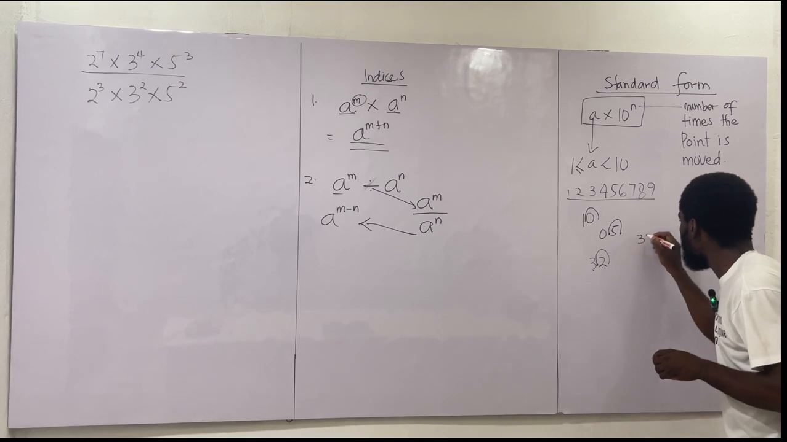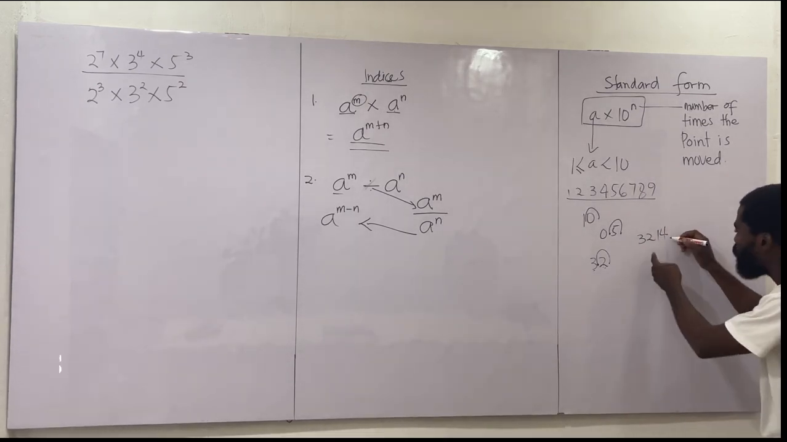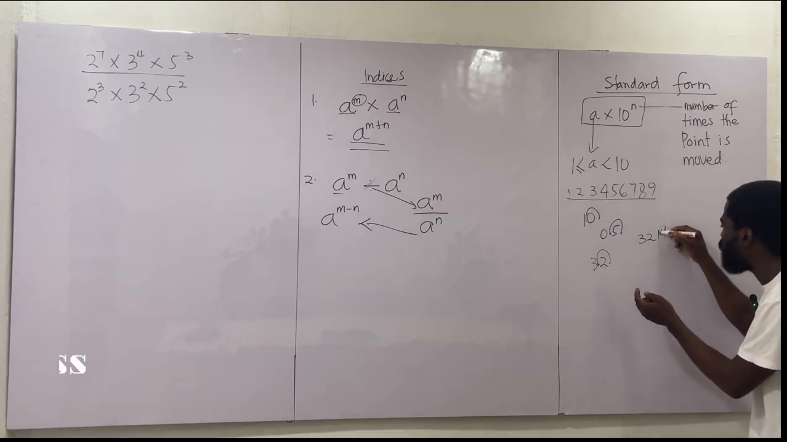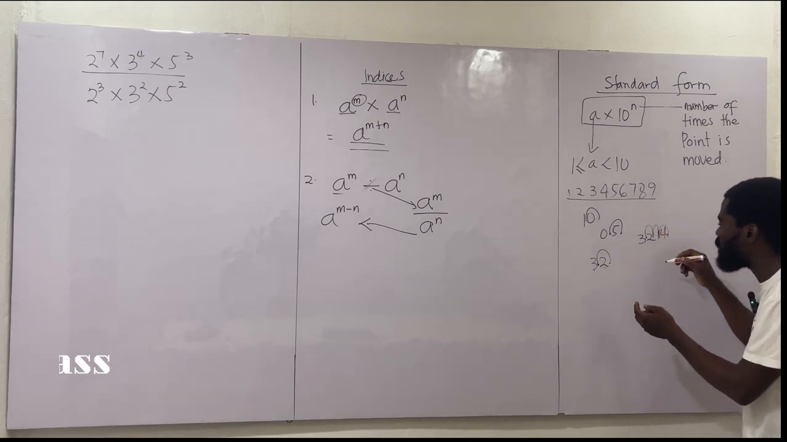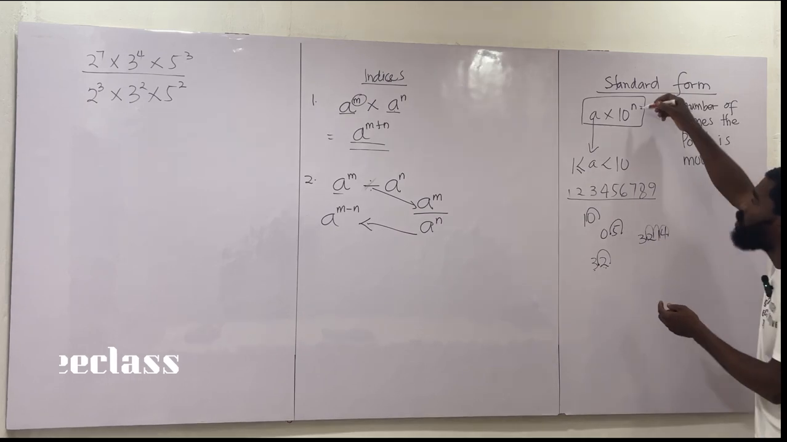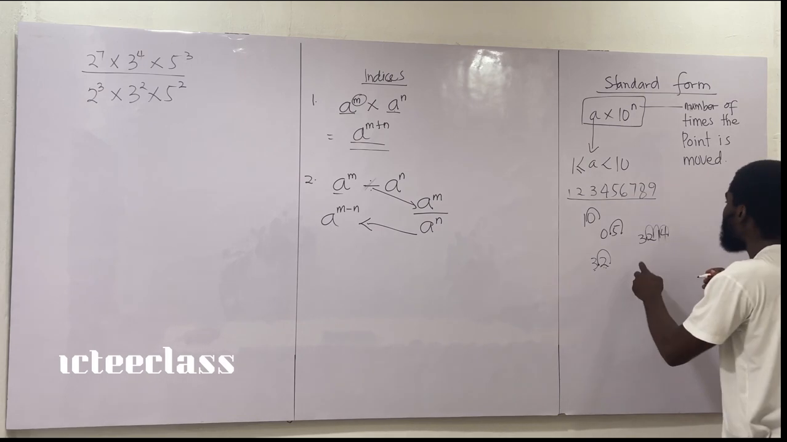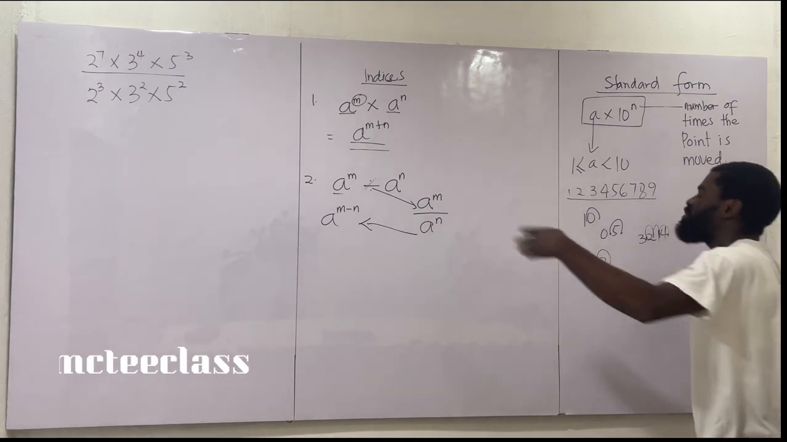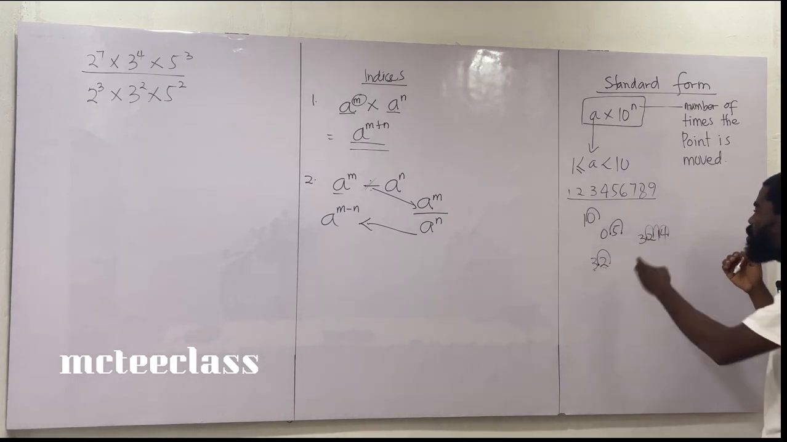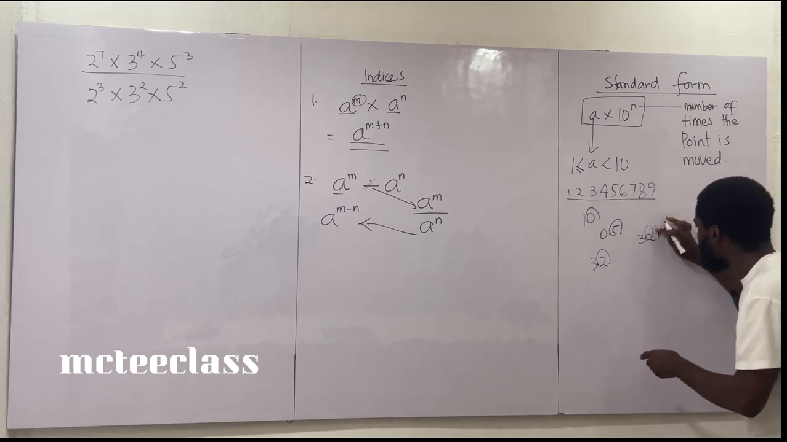If I have 3214 and I want to write this in standard form, I'm going to move my point to be between the first two significant figures. So I move 1, 2, 3. The point moves how many times? 3 times. The number of times the point moves gives you your n. And the direction in which you go is very important. Now, n becomes positive when you go to the left side, and n becomes negative when you go to the right side.